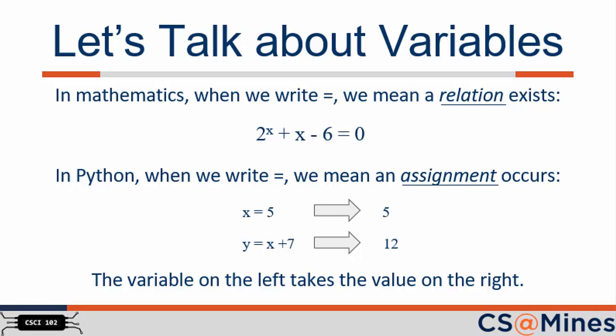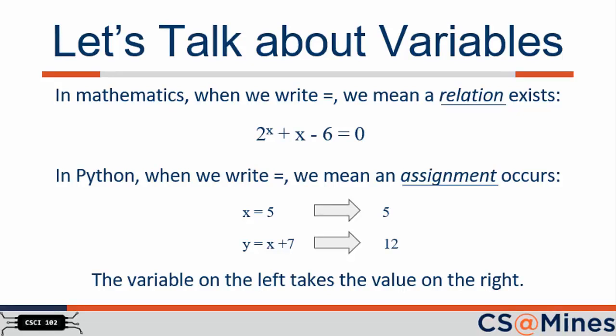Thus, in Python, if we write x equals 5, we actually mean x is assigned to the value of 5. Or, for example, y is assigned to the value of x plus 7, which in this case is 12, since x is a value of 5. In each case, the variable on the left is assigned to the value on the right.